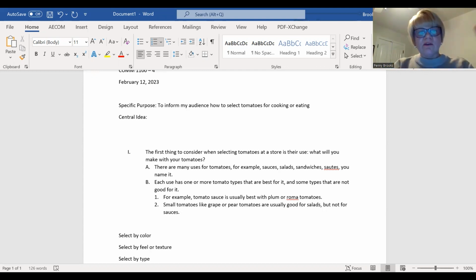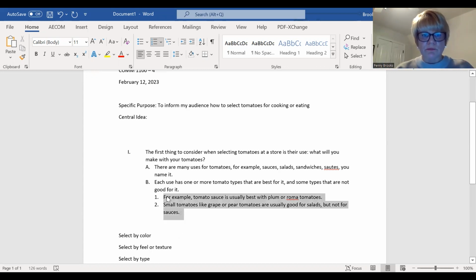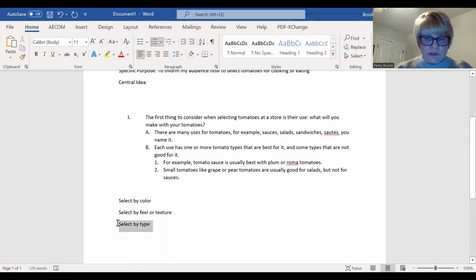So, everything that I do, for example the 1 and the 2 here, they support what I'm saying: the fact that each tomato use has types that are good for it. The B and the A moderate the first point, what are you going to make? So you have to think about the uses for the tomatoes, and the type, and know which types go with which kind. While I'm brainstorming, I just want to get them on the paper. I've talked about my type and my uses, and they were kind of the same point.